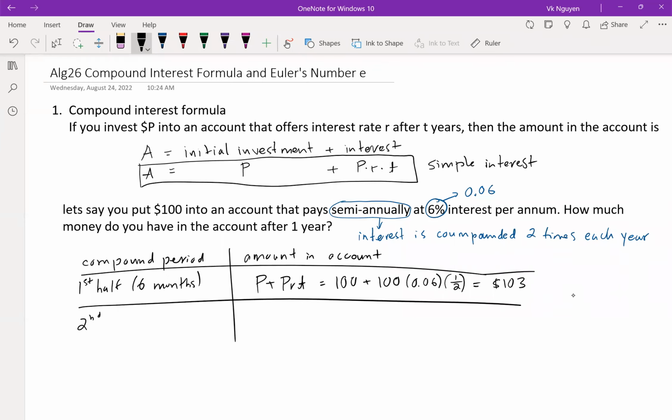In the second half, that is 12 months or exactly 1 year. The formula is P plus P r t. P here is 103, plus 103 times 0.06 times 1/2. And this would give us 106.09.